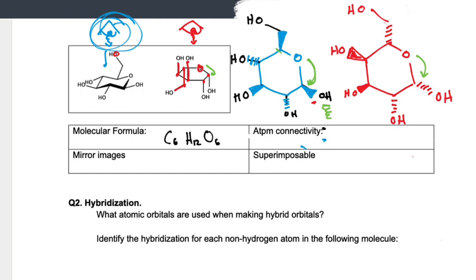Atom connectivity, that says atom with an O for the record. Okay, do they have the same atom connectivity? Yes. Everything is aligned, connected to the same spots. Okay, the orientation where those atoms are located has changed, but the atoms are still connected to the same spots. Okay, are they mirror images?